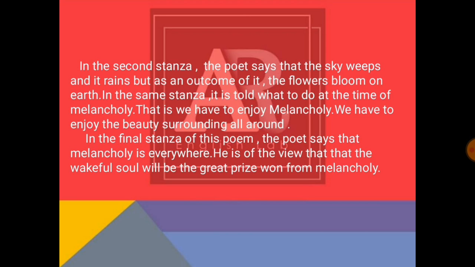In the final stanza of this poem, the poet says that melancholy is everywhere. He is of the view that the wakeful soul will be the great prize won from melancholy.